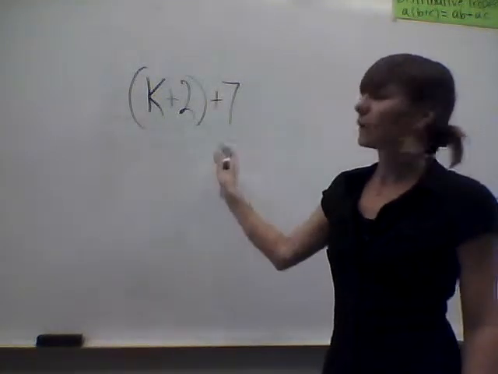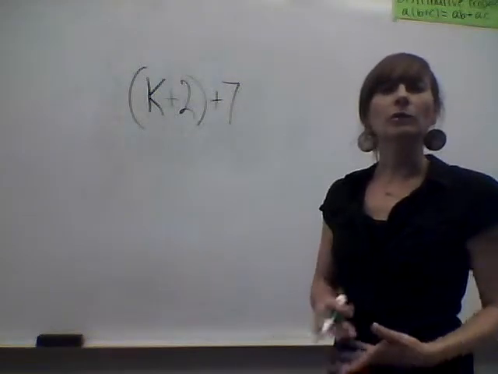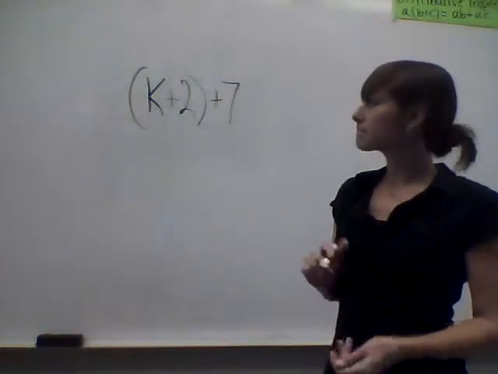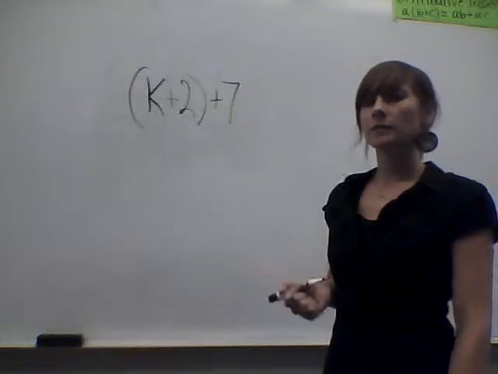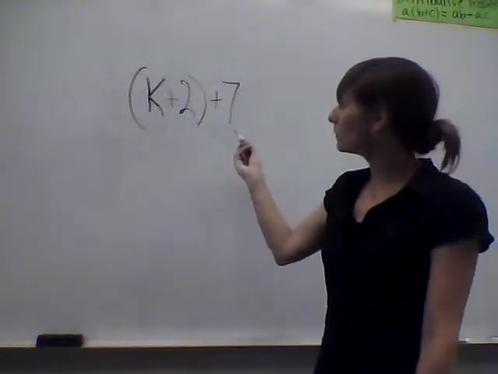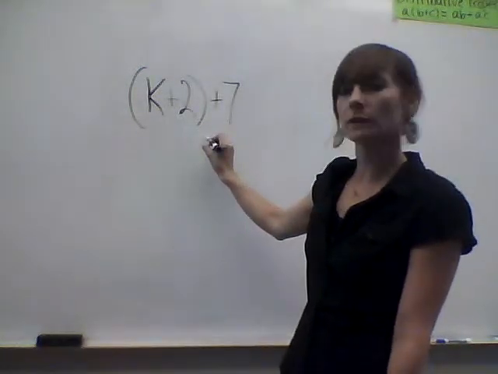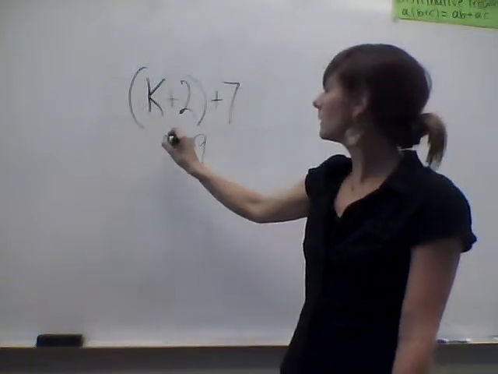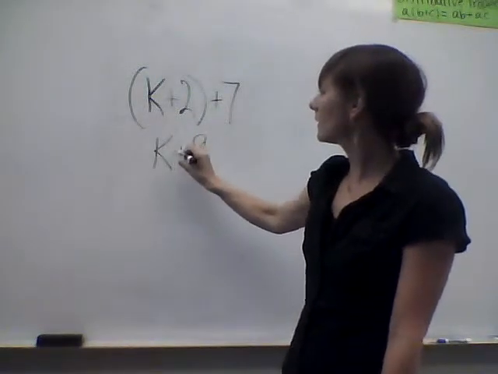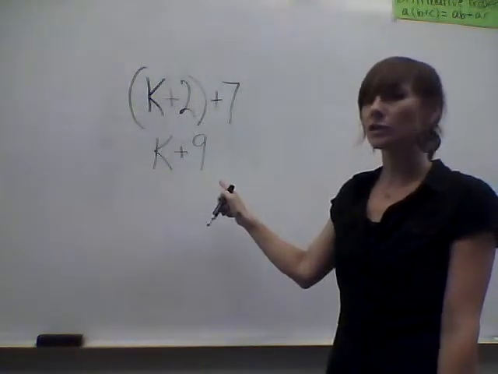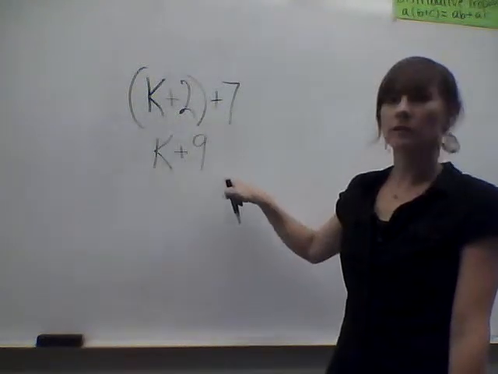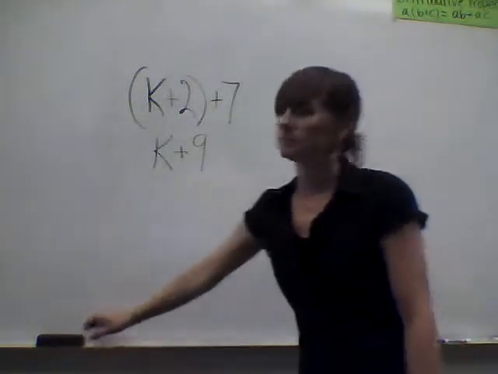So what do you guys think that you could do to simplify this? What could you add? Right, the 2 and the 7. 2 plus 7 equals 9. Bring down the k. This is the simplified version of k plus 2 plus 7. Just k plus 9.